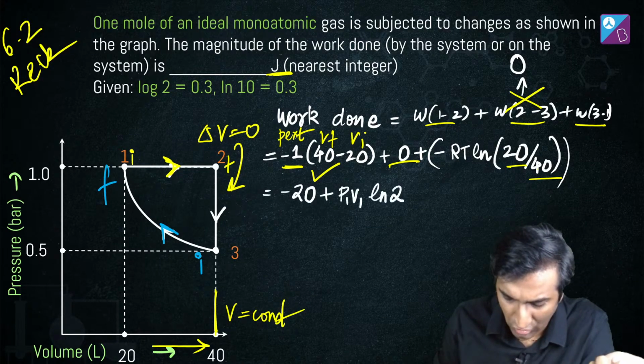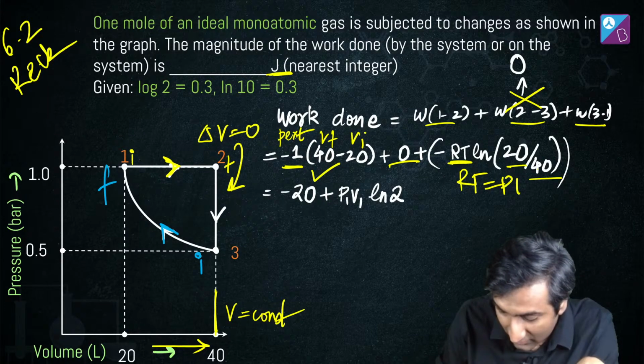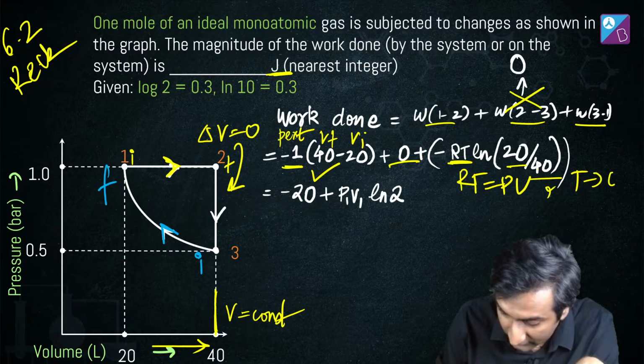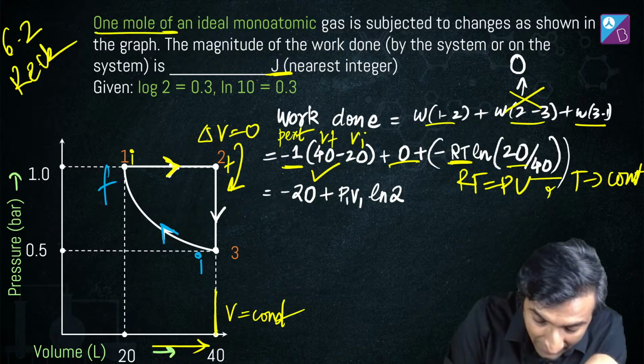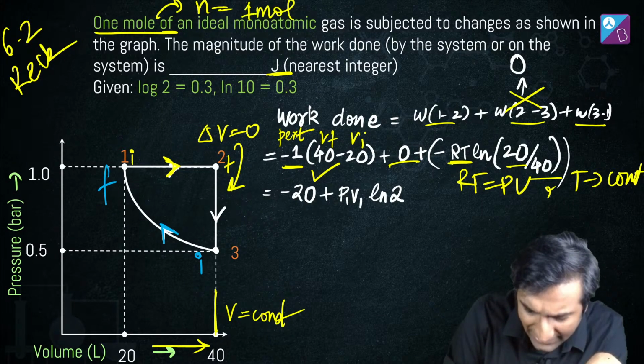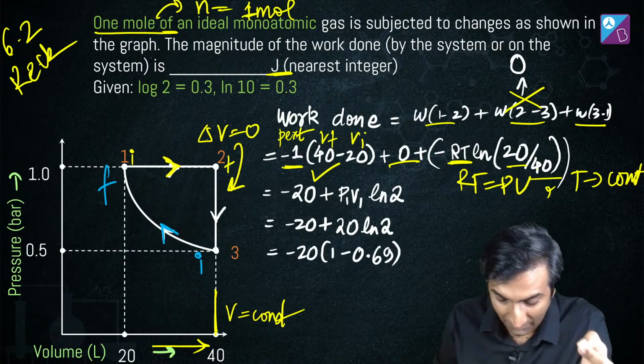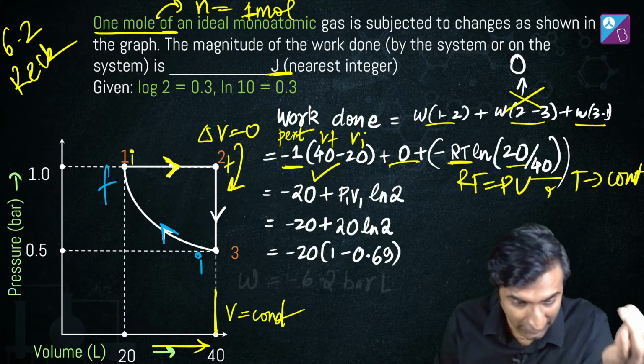After that is just making sure you do things correctly. RT is going to be the same as PV. Why? Because T is constant. Yeah, and N is 1 mole. Okay, beautiful, isn't it? Everything just ties in so neatly and nicely. And what you finally have is just a straightforward number. And what you get is 6.2.